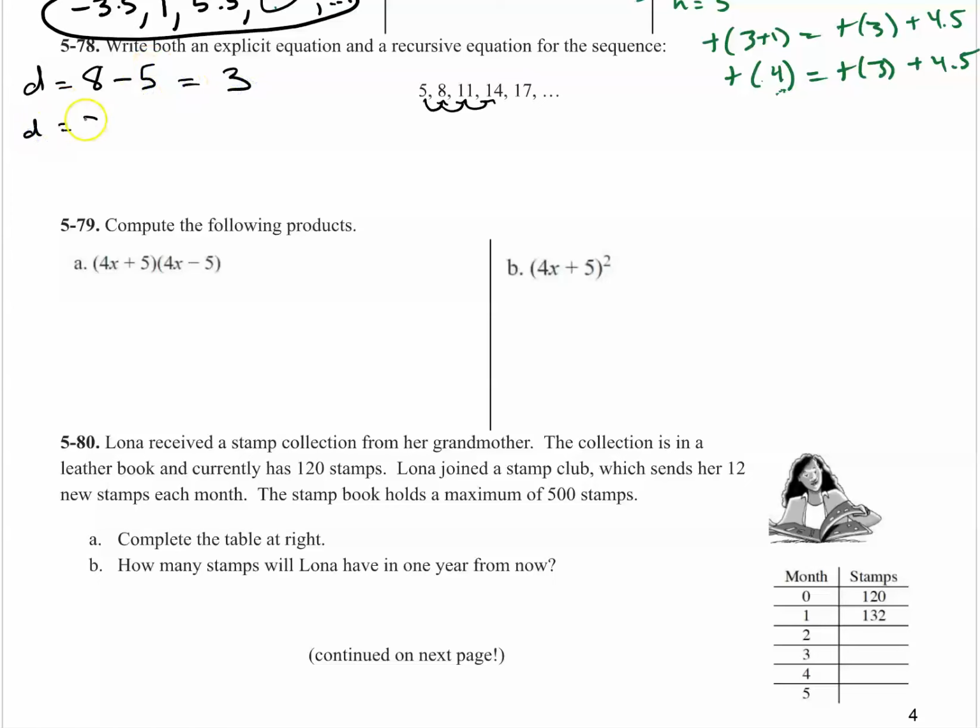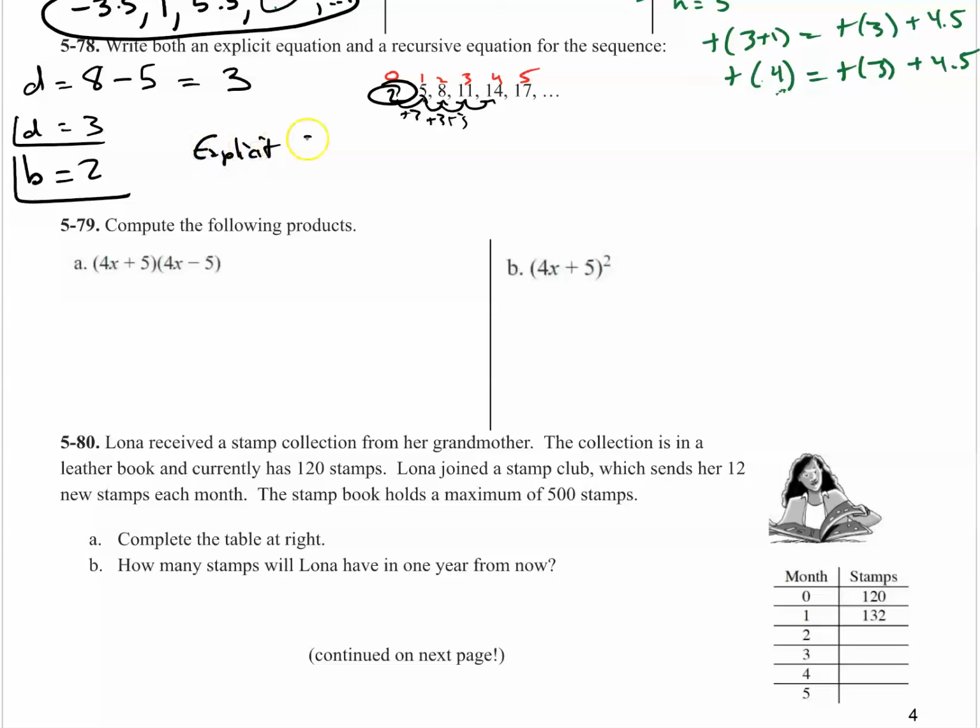So the common difference is 3. And then this is the first term, second term, third term, fourth term, fifth term. The 0 term, for this pattern to keep continuing the way it is continuing, would have to be 2. 2 plus 3 is 5, 5 plus 3 is 8, 8 plus 3 is 11, and so on. So the starting value is 2.